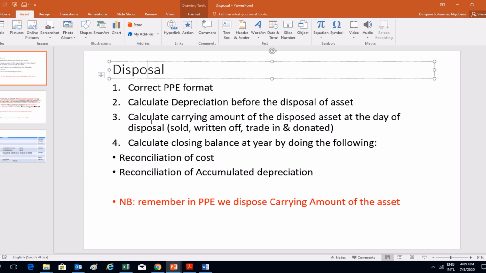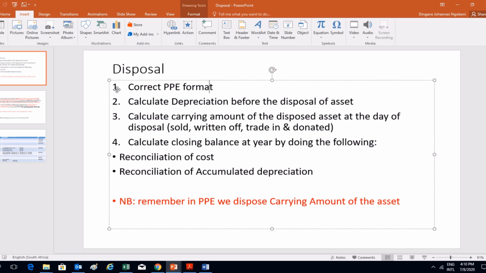I had inquiries about disposal. People are panicking when they see disposal, but I'm here to make it easy for you. Let's simplify disposal and make it easy. The first thing that you need to know about PPE is the format. That's important. You must know the format.